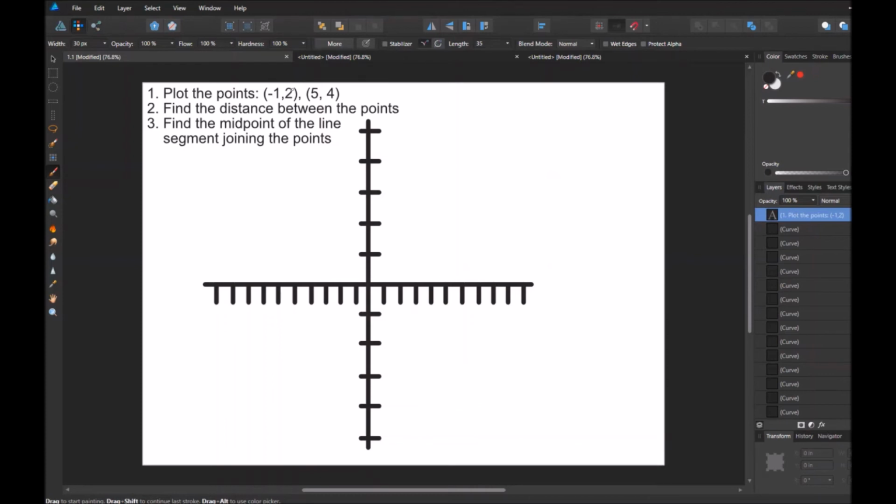So our first point that we're given is -1 comma 2, so we go to the left of the origin by 1 space and then up 2. So that's our first point right there. And our next point is 5 comma 4. So we go to the right of the origin 5 spaces and then we go up 4. Like right there.